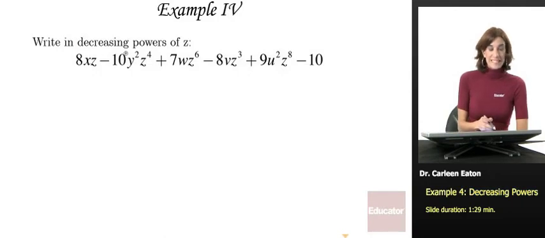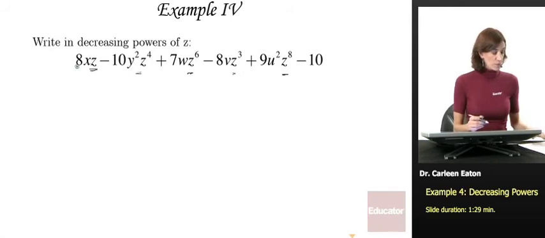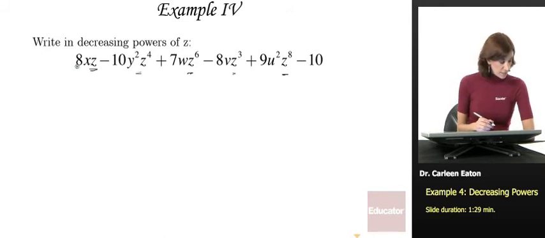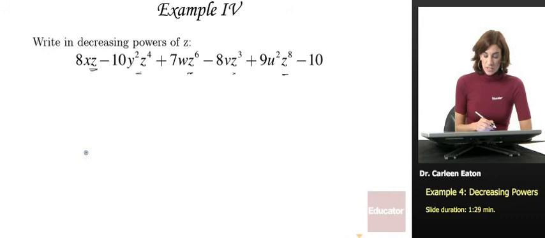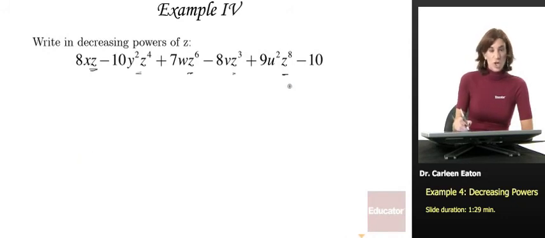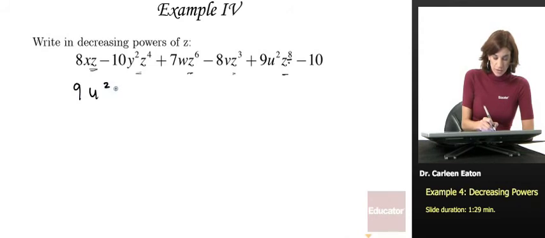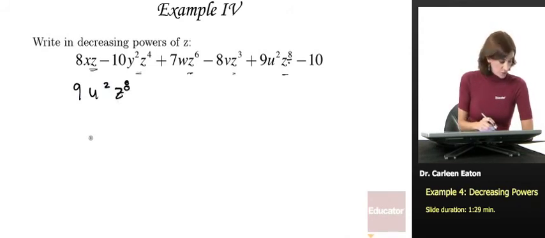Now I'm going to write this in decreasing powers of z. So I'm focusing only on the z's when I figure out which order to put these different monomials in to write out the polynomial. So decreasing powers of z means I'm going to start out with the monomial with the largest exponent with z. So looking through, z to the 8th is the largest, so I'm going to put 9u squared z to the 8th first. Then I see that the next one would be z to the 6th. 7wz to the 6th.